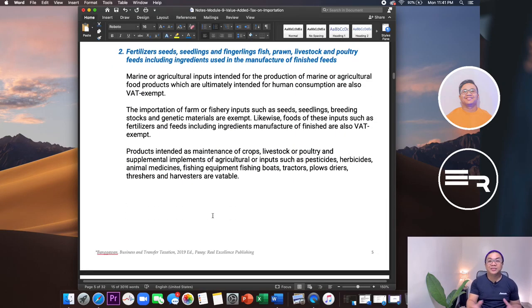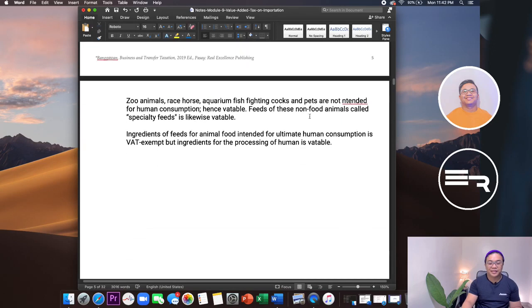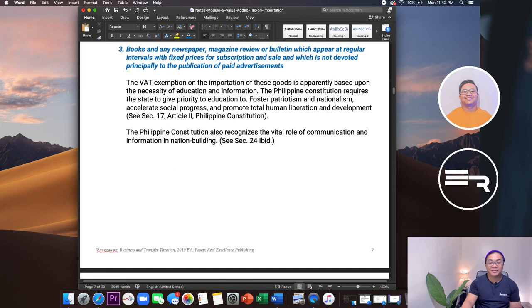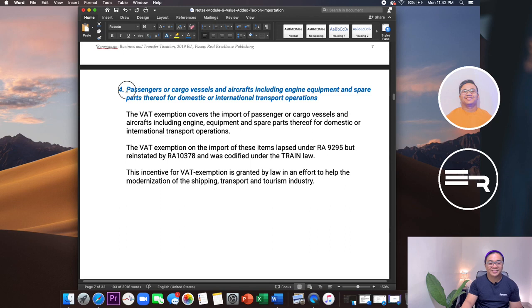It's the same concept we discussed before. The only difference is the term importation, but the principle is the same. Importation of farm or fishery products, so same as before. These are for the VAT exam, so you just need to highlight these things. It's just a review. We'll scroll quickly since we already discussed this in the books, and go to the computation so we can be faster.